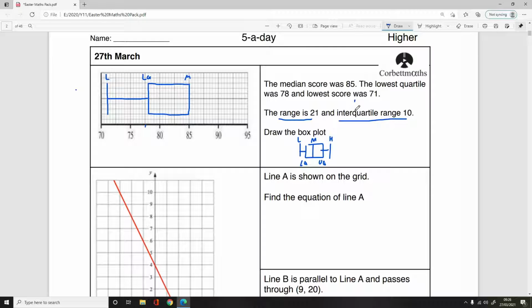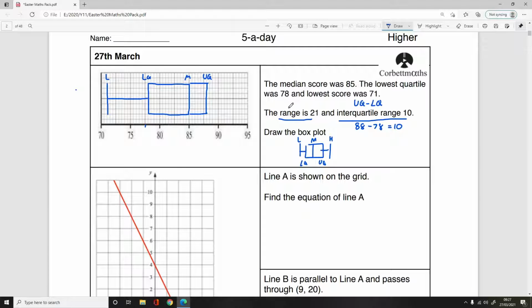So the interquartile range is the upper quartile take away the lower quartile. That's the difference between the two. That's what range generally means. So if the lower quartile was 78, then the upper quartile must have been 88 for us to get that answer of 10. So we can fill in the upper quartile line at 88.